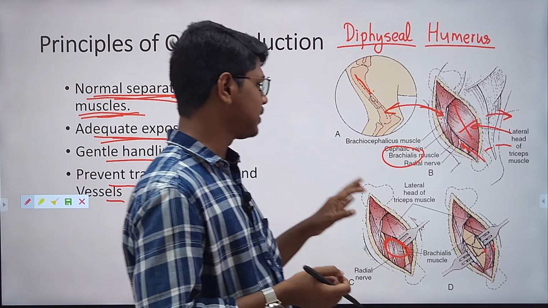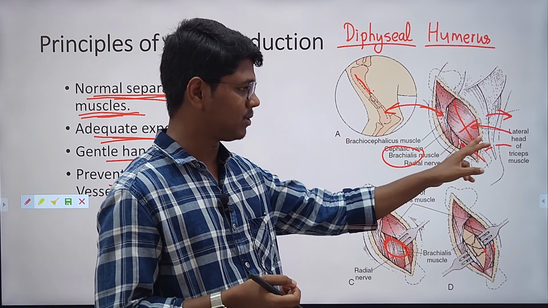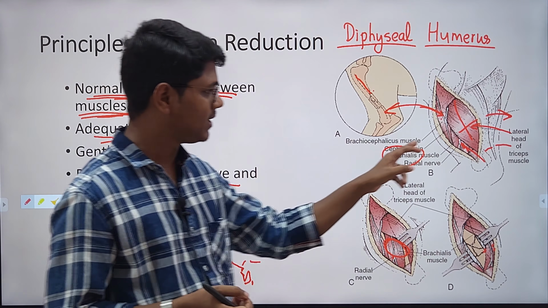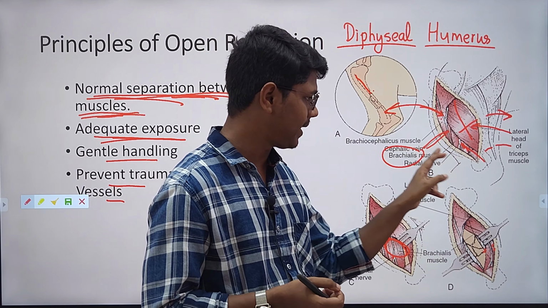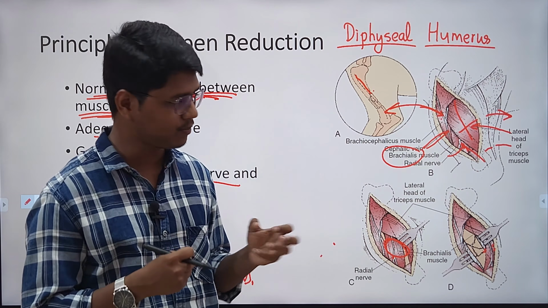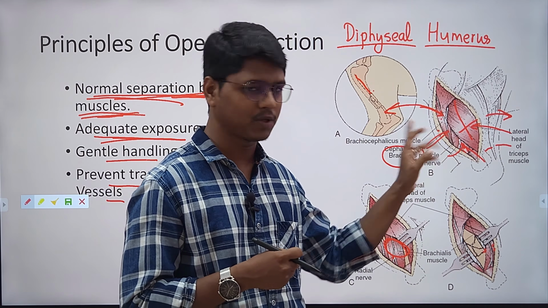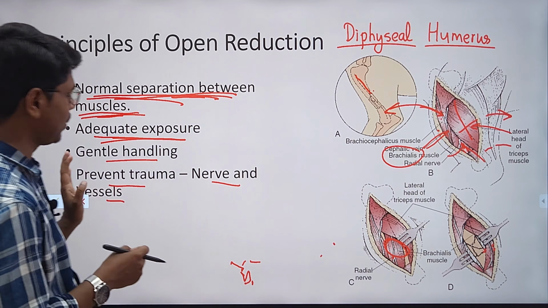Okay, so this is basically the anatomical separation between muscles to approach a bone. And here I told you this is the brachial, the cephalic vein and the radial nerve. You have to be very careful regarding injury to this particular vasculature and the nerve. Okay, all the points justified.